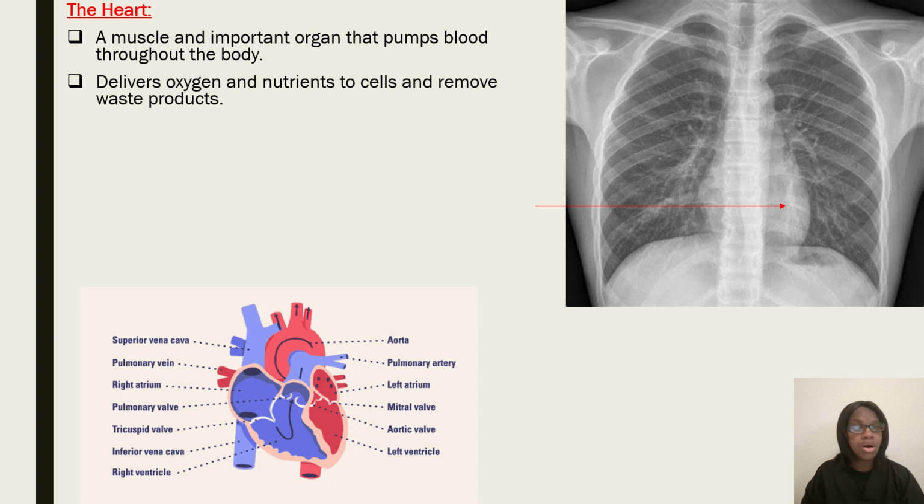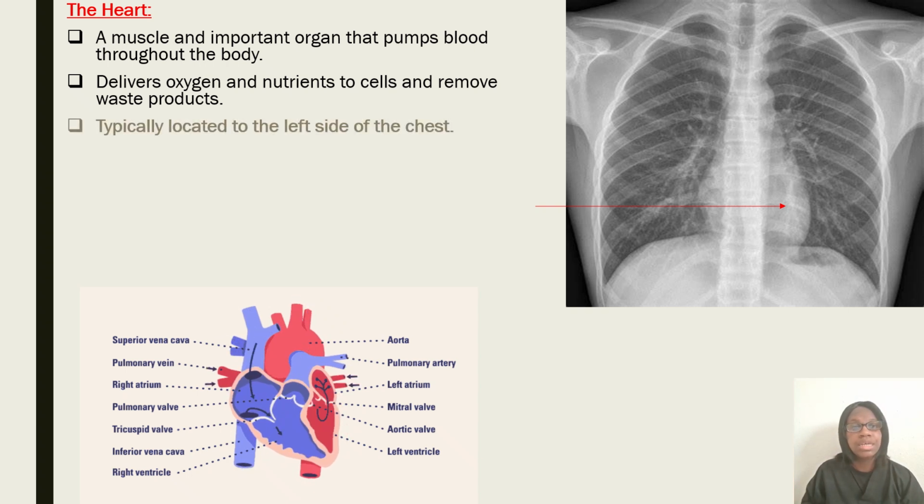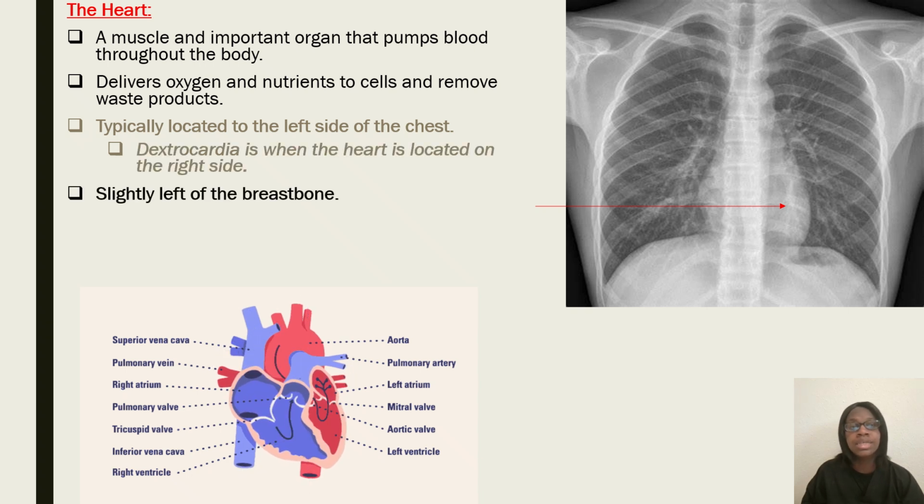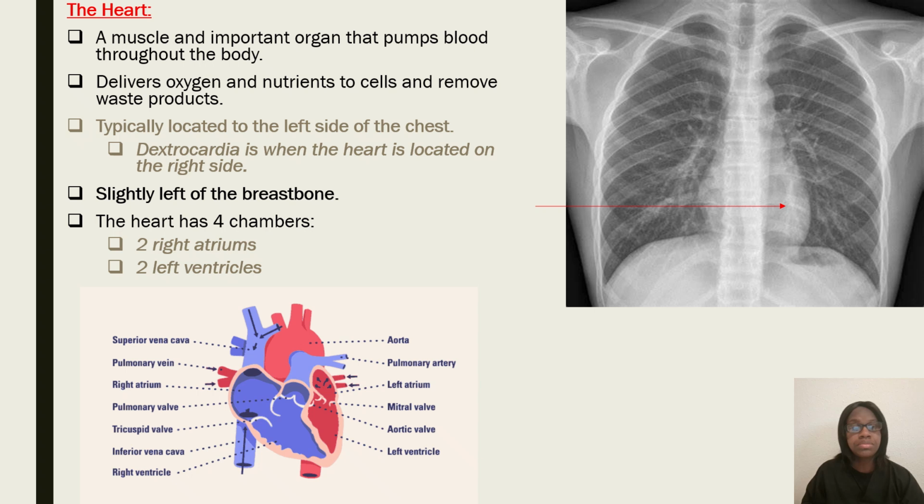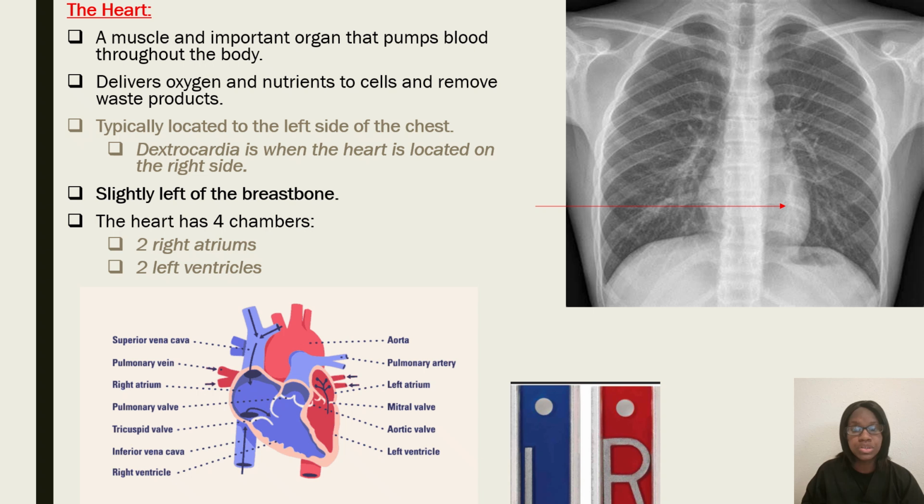Now we are going to talk about the heart. The heart is a muscle and a very important organ that pumps blood throughout the body. It delivers oxygen and nutrients to the cells and removes waste products. Typically it's located on the left side of our chest. That's why you see the red arrow pointing to the heart, which is on the left side in this picture. However, sometimes it may be found on the right side, which is called dextrocardia. It's also slightly left of the breastbone, and the heart has four chambers, two atriums and two ventricles.